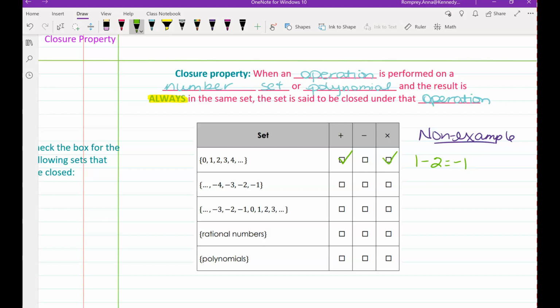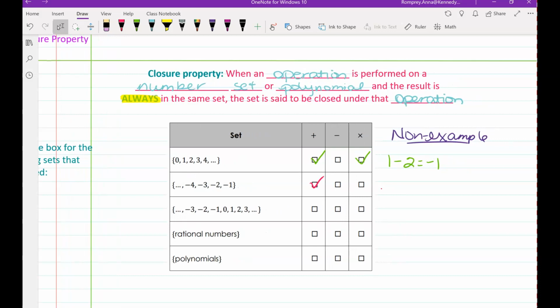Let's see. We've got smaller numbers, negative 4, negative 3, negative 2, and we stop at negative 1. Okay, so we are looking at negative integers, just the negatives. So if we add any two negatives, will we always get a negative? Yes. It's just going to become more negative. Okay. How about subtracting?